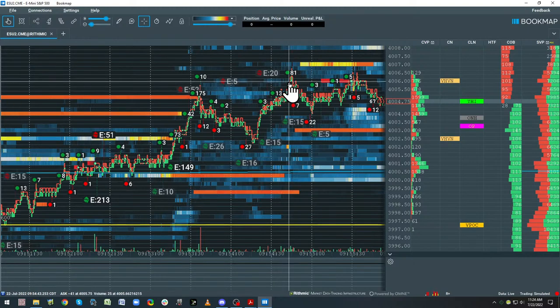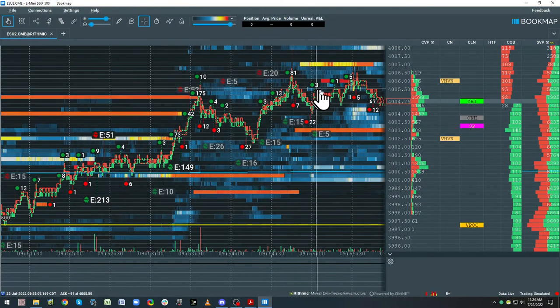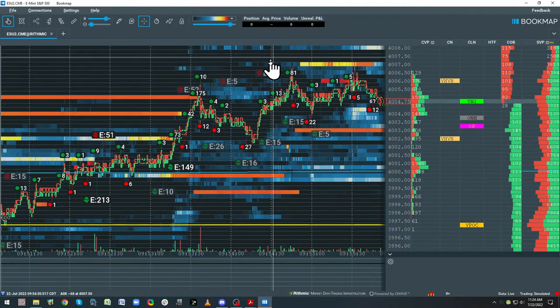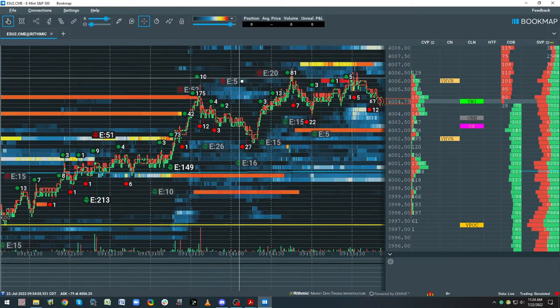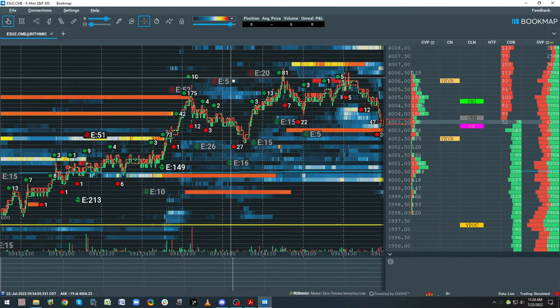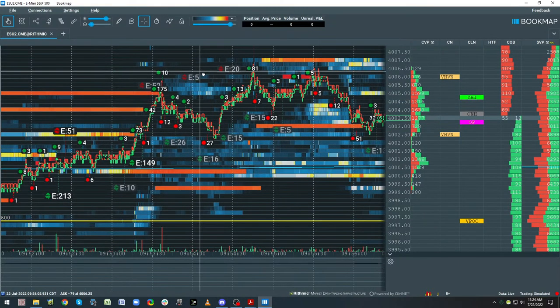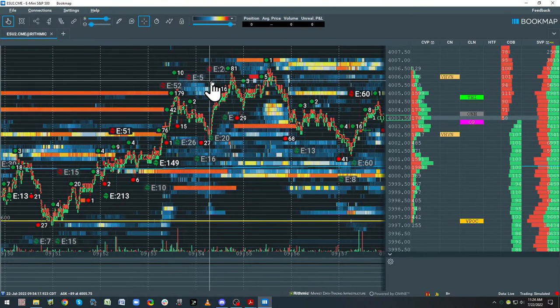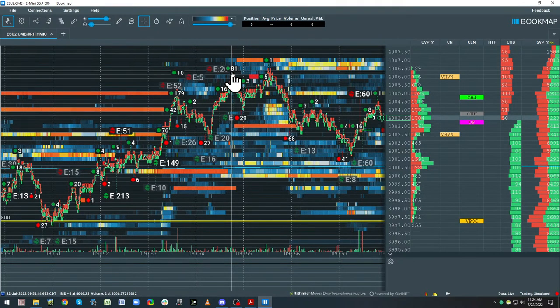Right here, this is a consolidation, right? Chop, chop, chop, chop, chop. Right in here is our area to observe. Let's look. Now I'm in a fractal. This is like getting your microscope out. Chop, chop, chop. 81 stops go off here.